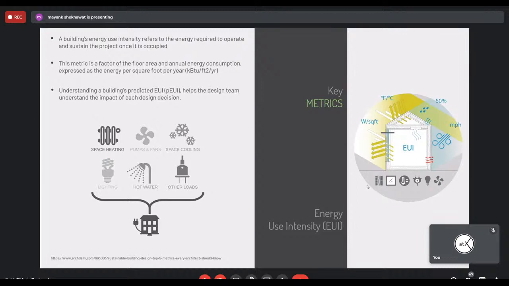Also, by reducing the energy use intensity, your project can gain points for LEED in the energy and atmosphere category. They have a different category in LEED called the energy and atmosphere category, and it has different credits in it, and about 3 or 4 credits ask you to use the energy use intensity as a metric. You should be understanding what it is basically: space heating, pump fans, space cooling, any kind of energy which is going into having your building operational and running. That's right here.